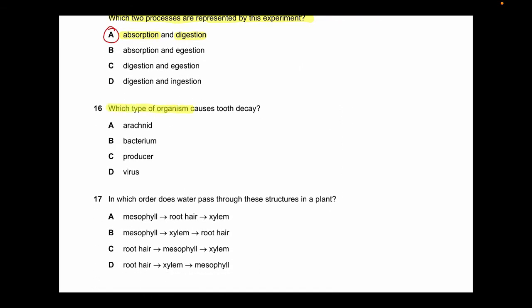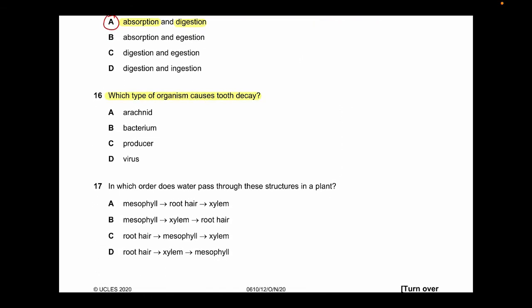Which type of organism causes tooth decay? All right, arachnid is basically spider. Bacterium causes tooth decay, so option B.